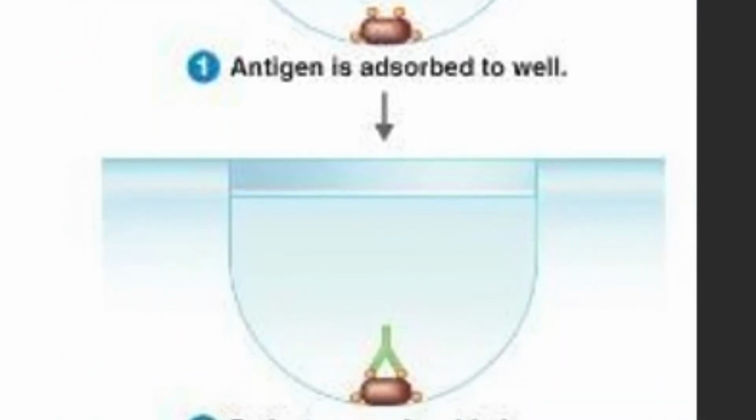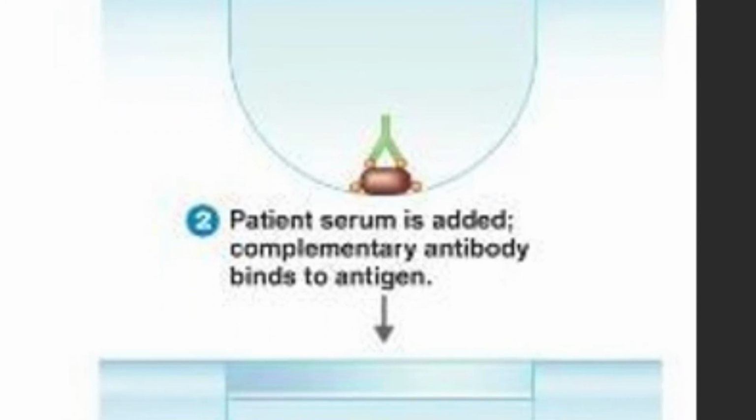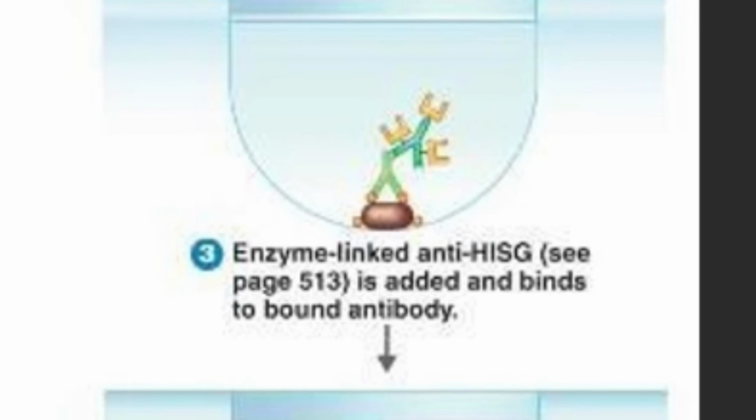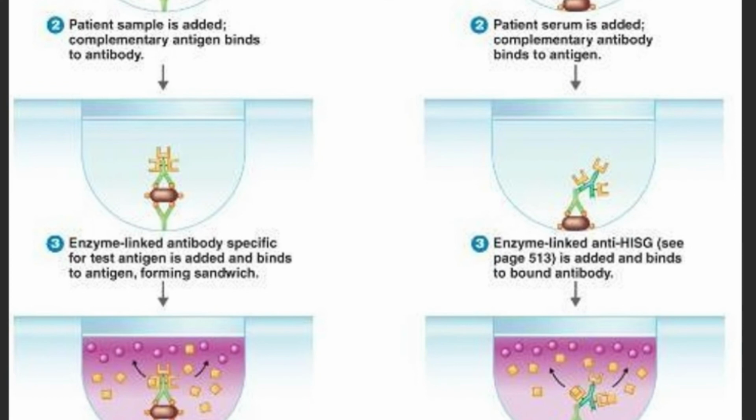If the patient sample contains antibody, it will bind the lab antigen, and then a second lab antibody, this one recognizing the constant region of the patient antibody, is added, confirming that positive result. Now, in both the direct and indirect ELISAs, you'll notice that the enzyme-linked antibody is recognizing and binding to what the patient sample has brought in order to prevent false positives.